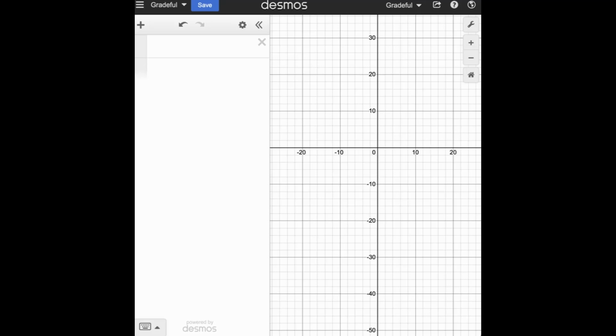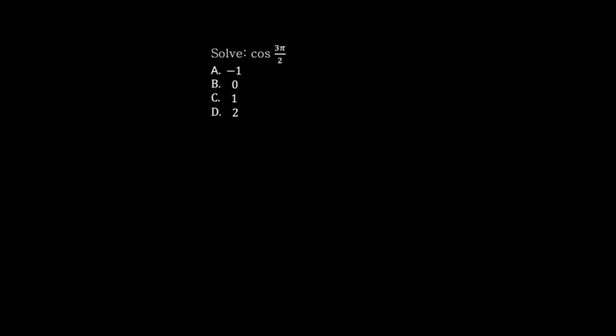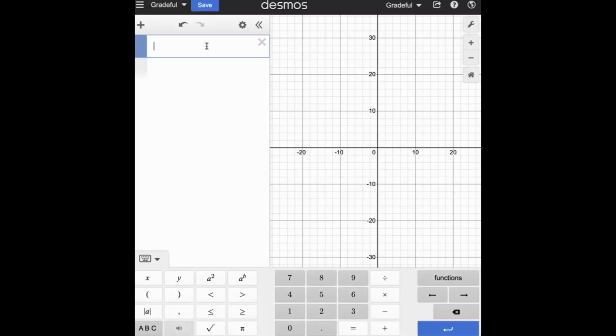So the question was asking us for the cosine of 3 pi over 2. I'll type that in: cosine, parentheses, 3 pi, pi is this button right here, over is the slash that's on the same button as the question mark on your keyboard. That puts you in a fraction and a 2 on the bottom. So what do we have right here? We have a wrong answer. And that's because our angle is in radians.